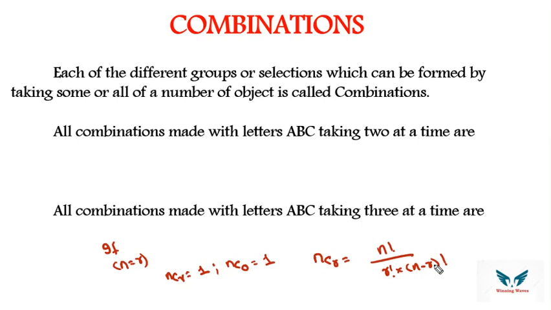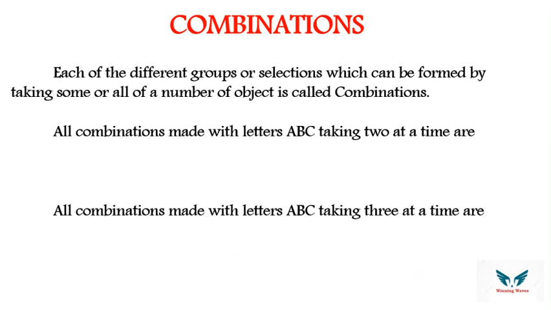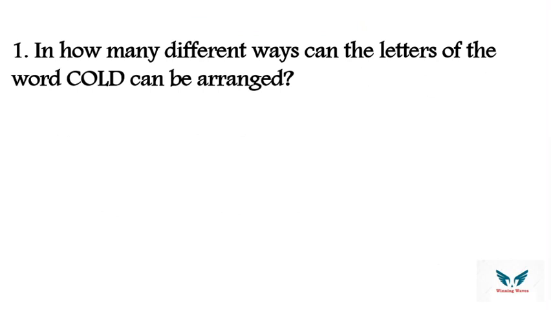Now let's see one example such that we can understand the concept of permutation as well as combination. Look at this particular question: in how many ways can the letters of the word COLD be arranged? Here he is asking regarding arrangement, which means permutation. COLD consists of 4 letters. So the total number of letters is 4, and the total letters to be arranged is also 4, so the r value will also be 4.